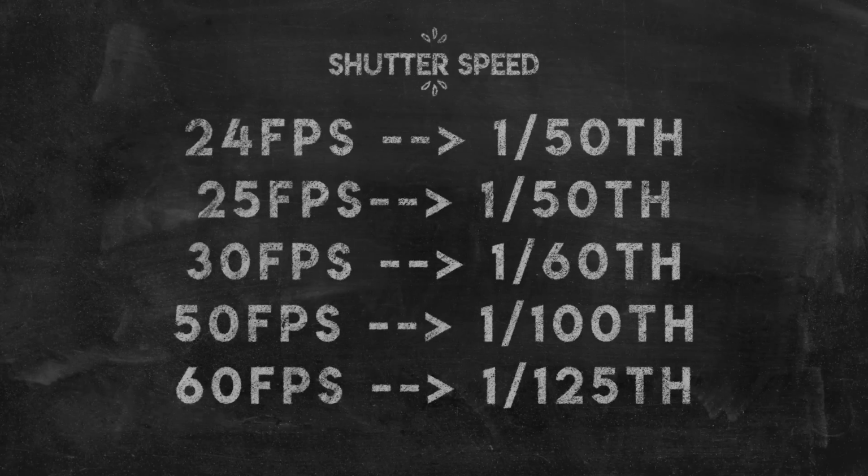For 30 FPS, use 1/60th of a second. For 50 FPS, use 1/100th of a second. And for 60 FPS, you double it, you get 120. But since you don't have 120, use 1/125th of a second as the shutter speed. Remember, if you don't use the correct shutter speed for the correct FPS, then your videos won't look smooth and will look choppy. So make sure you decide what FPS you want and adjust the shutter speed according to it.